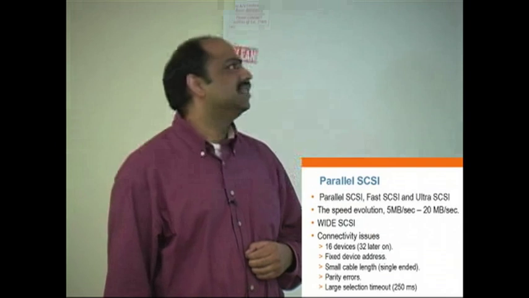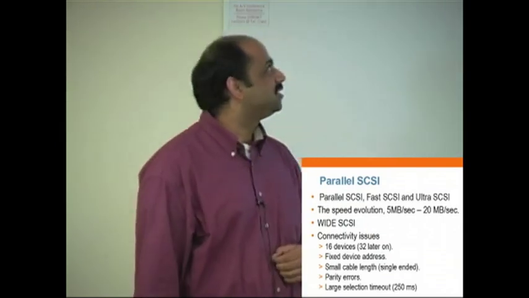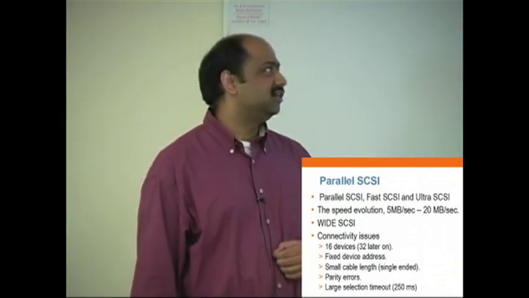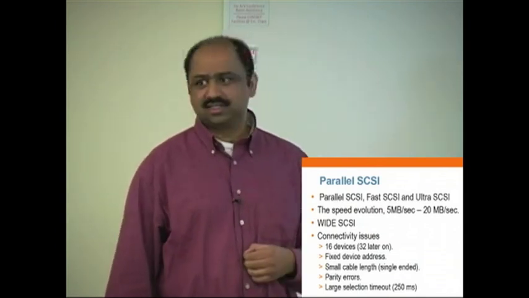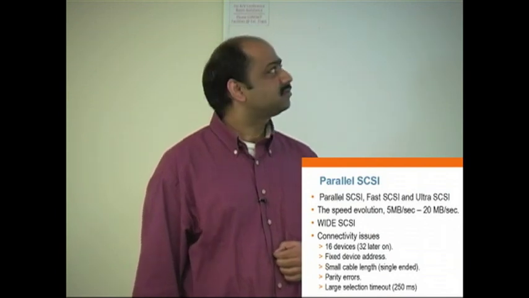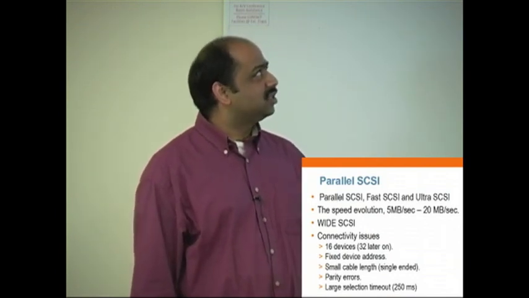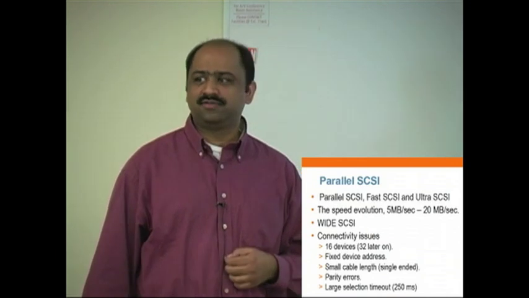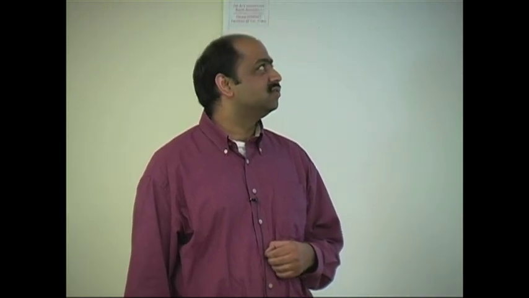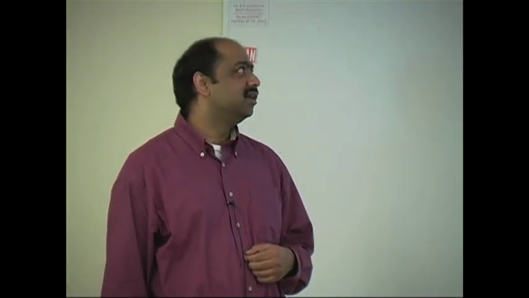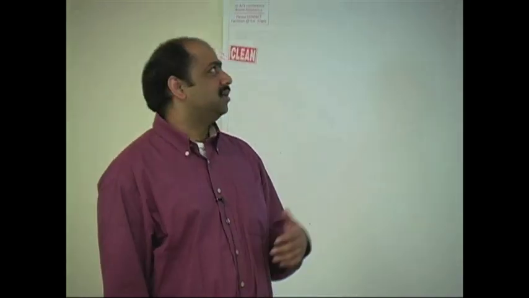Parallel SCSI was basically 5 megabytes per second. Initially it started with an 8-bit wide bus, and then it evolved into something we called fast SCSI, which was 10 megabytes per second. Then there was another version of fast SCSI called fast wide, which was 20 megabytes per second and used a 16-bit wide bus. They eventually went to ultra SCSI, which became 40 megabytes per second. Of course, now you have Ultra 320, which is much, much faster. But this is how the speeds were.